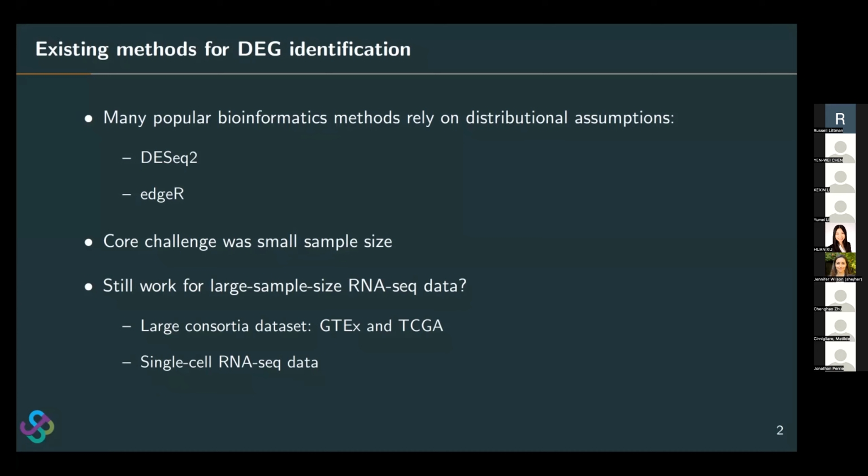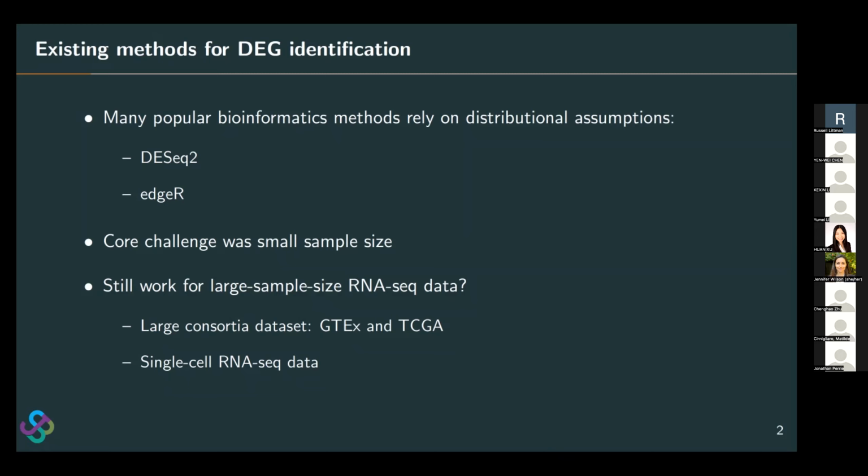And these methods have been very successful over the last few years, and they have also been used for some large sample size dataset analysis. However, if we go back to how they were proposed, we find that these methods were originally proposed to solve the small sample size problem. And the question is, do these methods still work for large sample size RNA-seq data?